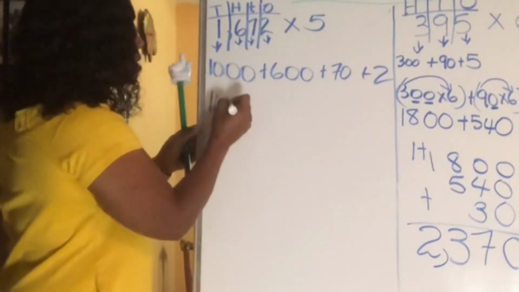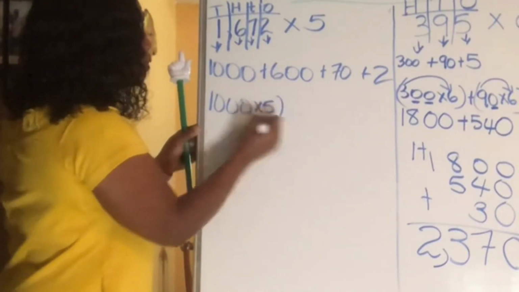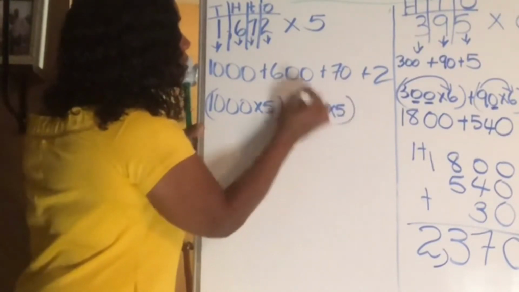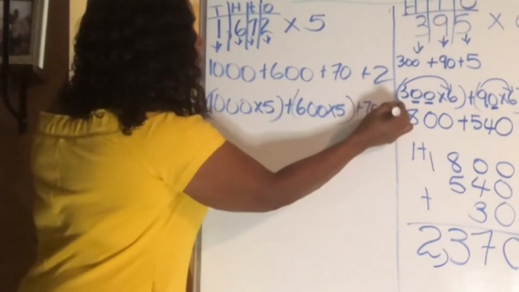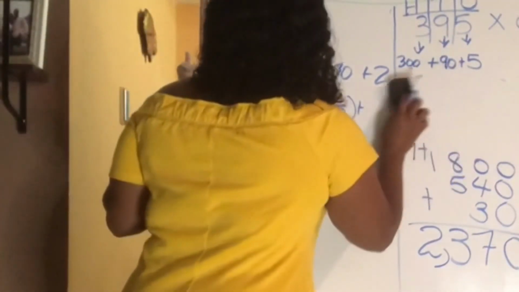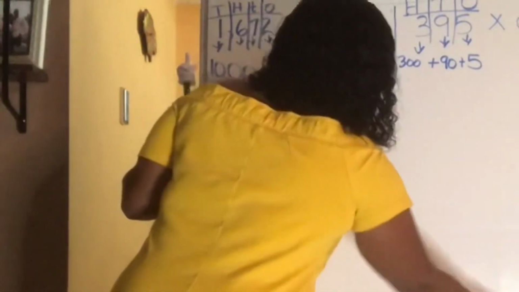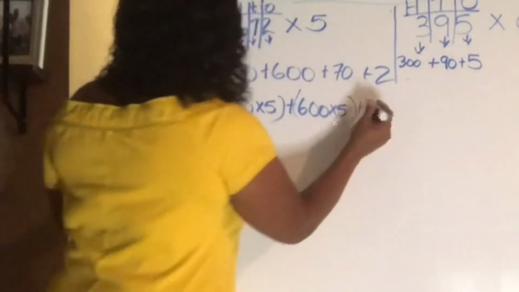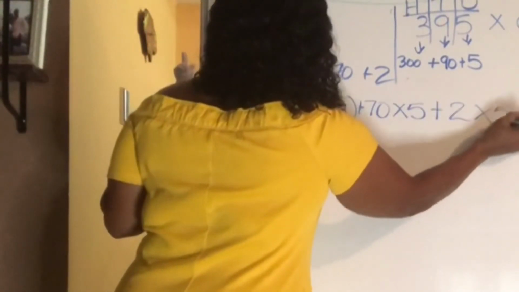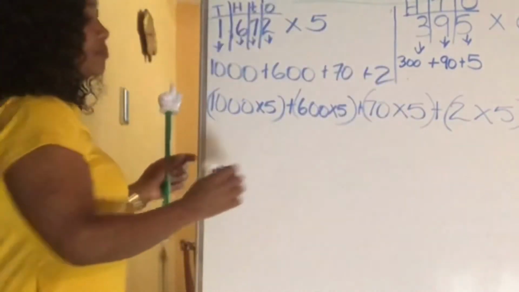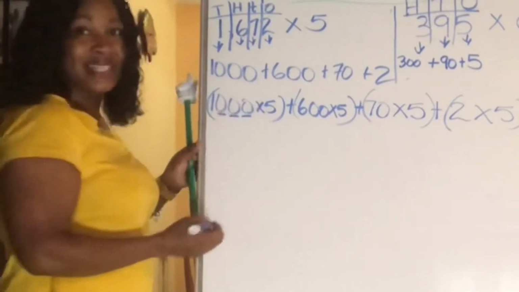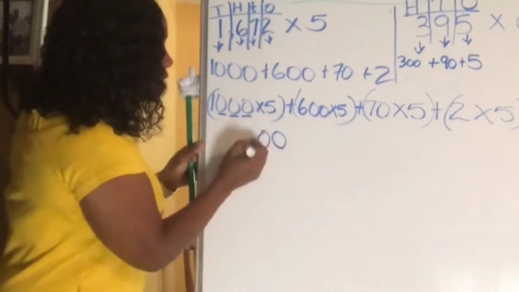So 1,000 times 5, put that in brackets, plus 600 times 5, plus 70 times 5. I want it to go right across the page, so sorry if I have to take this off. 70 times 5 plus 2 times 5. And then we're ready. So remember this as 1, 2, 3 zeros. So I'm writing those 3 zeros down.